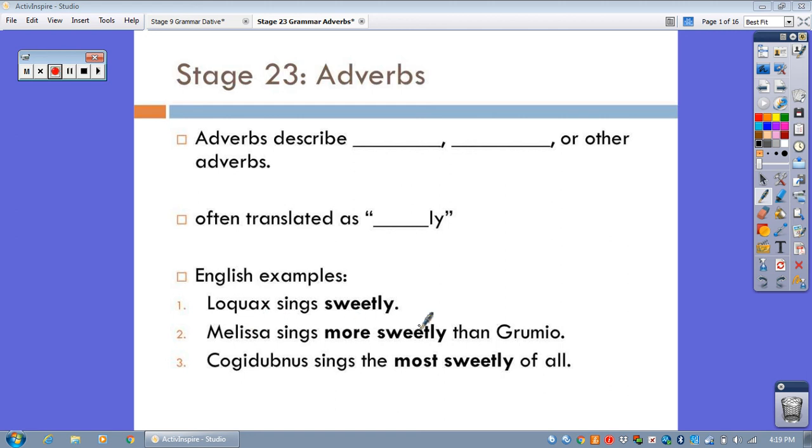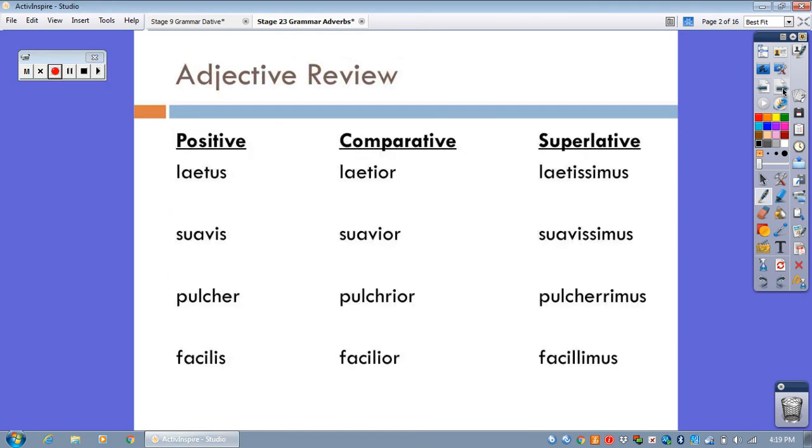Melissa sings more sweetly than Grumio, so more sweetly, both of those words together. That's an adverb. And Cogidubnus sings the most sweetly of all. Just go with it. He has hidden talents, right? All right, so those are examples of what adverbs look like in English. Now, let's take a look at this. Why are we looking at adjectives? Well, because when you think about it, adverbs in any language are actually formed from adjectives.